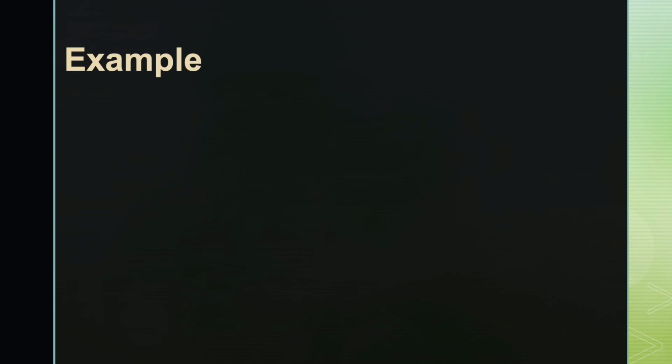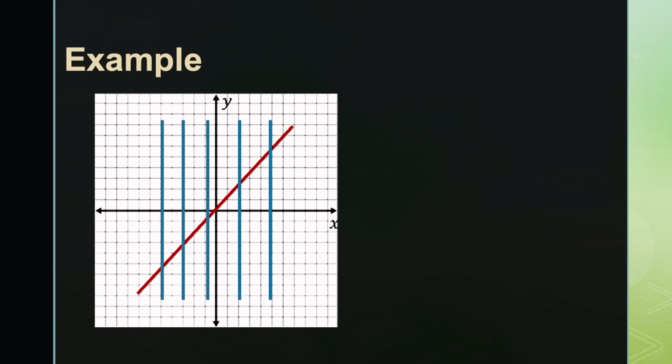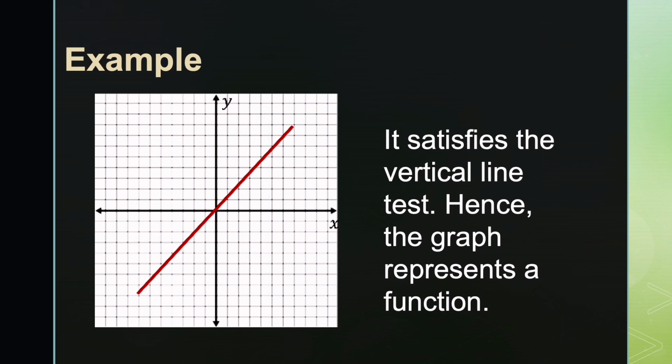To illustrate the vertical line test, let's have some examples. Consider the diagonal line. First, we draw some vertical lines. Notice that each line intersects the graph at only one point. It satisfies the vertical line test. Hence, the graph represents a function.